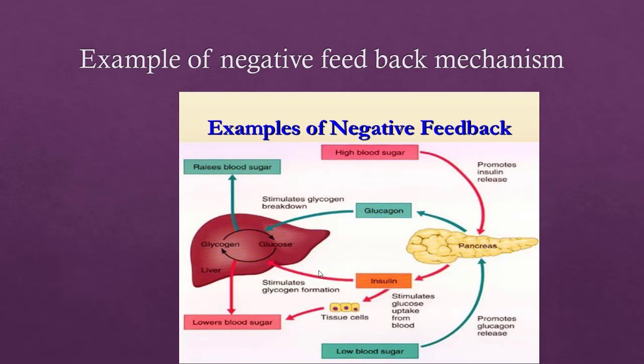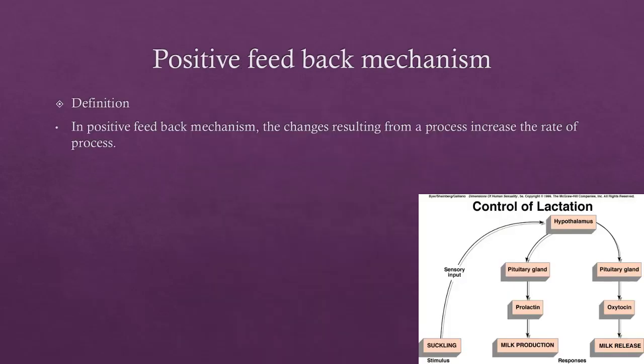In this case, rise in the blood glucose concentration to a normal set point inhibits the secretion of glucagon. In other words, the blood glucose concentration output controls a process, the secretion of insulin and glucagon. So dear students, it is an example of negative feedback mechanism. Now we will discuss the positive feedback mechanism.